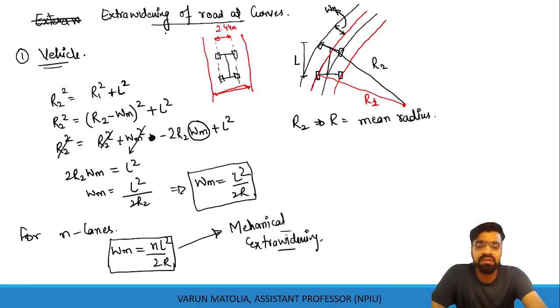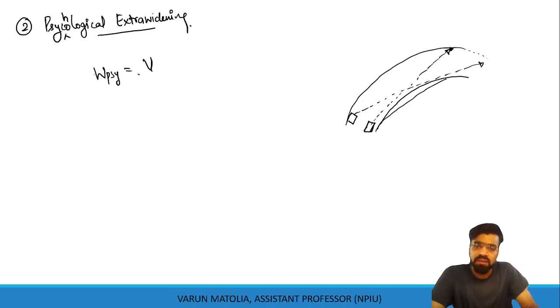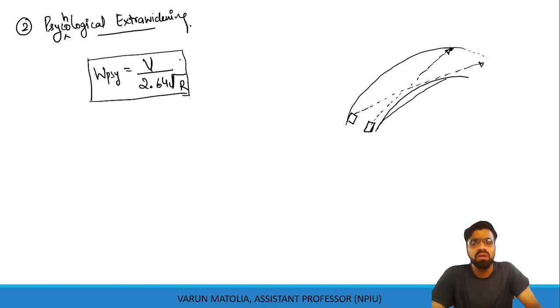This psychological extra widening is dependent on the velocity of the vehicle. Earlier, the mechanical extra widening was dependent on the length of the vehicle and the radius. Now, the psychological extra widening depends on the velocity of the vehicle and your radius. This is the formula given by the Indian Road Congress. Here V is the velocity in kilometer per hour and R is your radius in meter. So we should convert this.